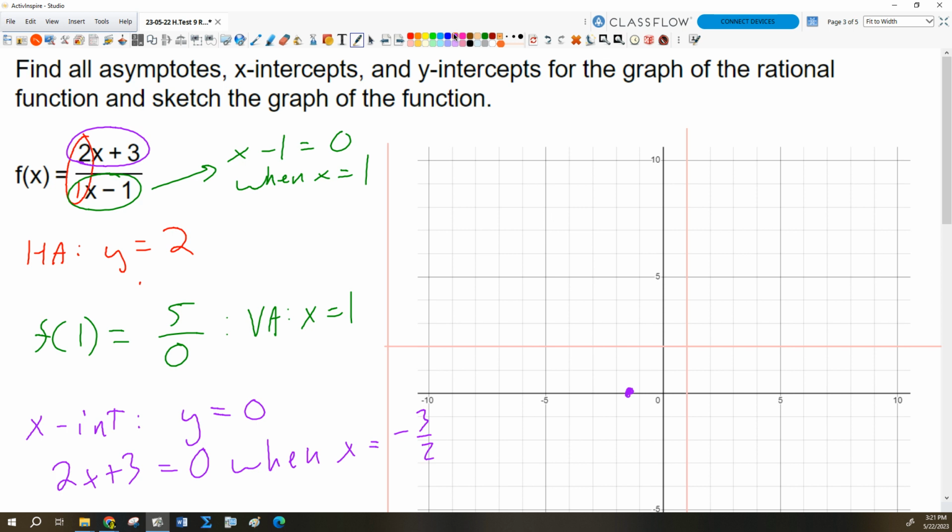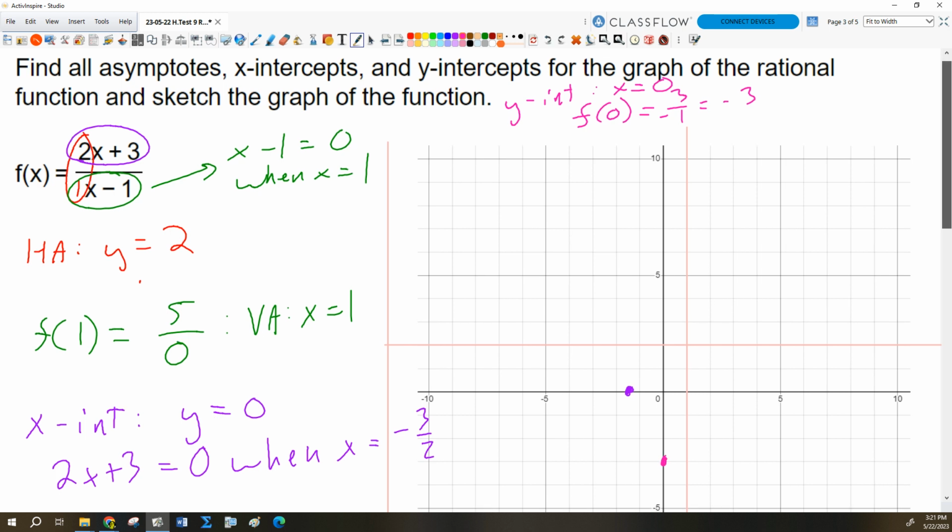That's right there. How about a y-intercept? Where do y-intercepts occur? Yeah, okay, good. y-intercepts occur when x is 0. So if I plug 0 in for x, that's just evaluating my function at 0. So if I plug 0 in, what do I get on top? 3. What do I get on bottom? So I get negative 3. So my y-intercept then should be at negative 3.